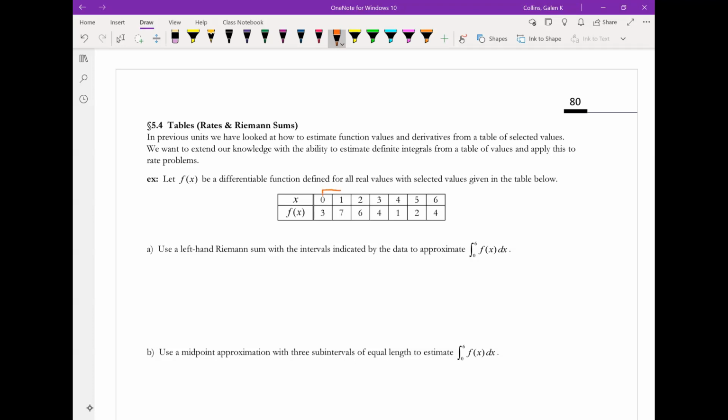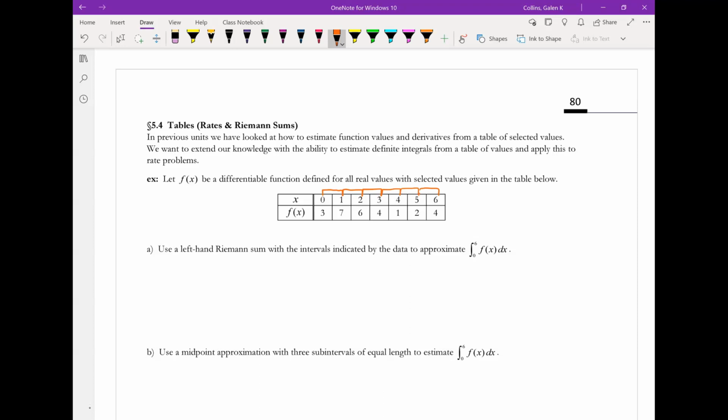So I'm going to go from 0 to 1, then from 1 to 2, 2 to 3, 3 to 4, 4 to 5, and 5 to 6. So we have 6 rectangles that we're going to use, 6 subintervals. It just so happens that for all of them, delta x is 1, but we need to be careful because that is not always the case.